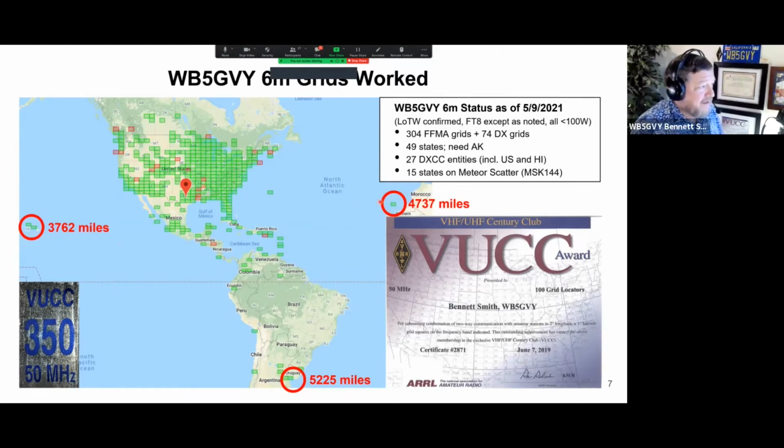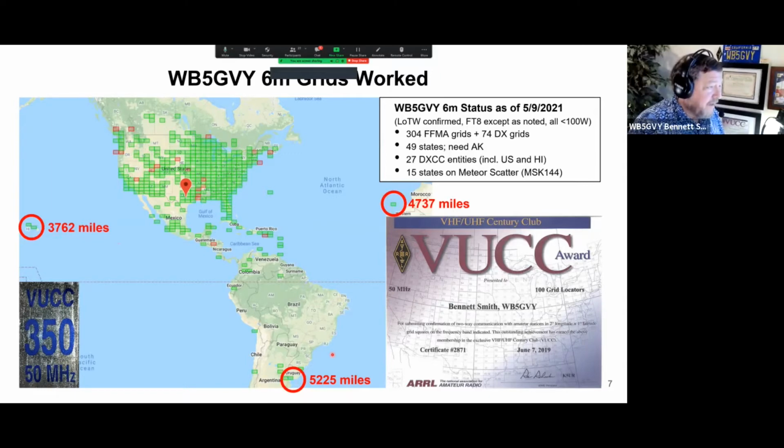This was the Canary Island, 4,700 miles. And then about a month or two ago, I worked a station in Uruguay around 5,200 miles. I've worked 49 states. I have not worked Alaska yet. And of course, I'd love to bag that.